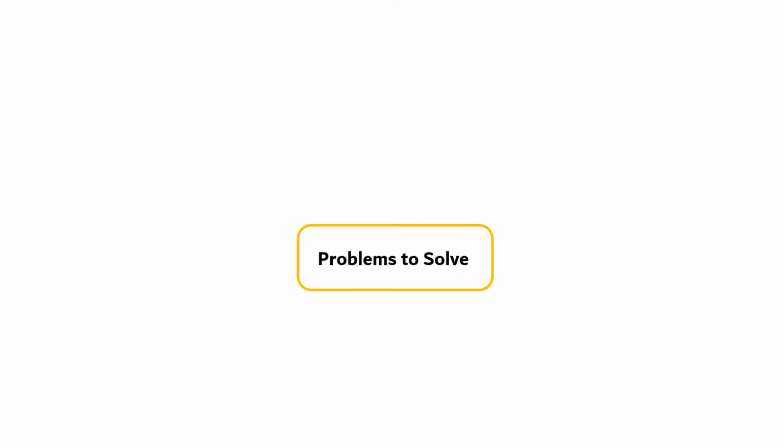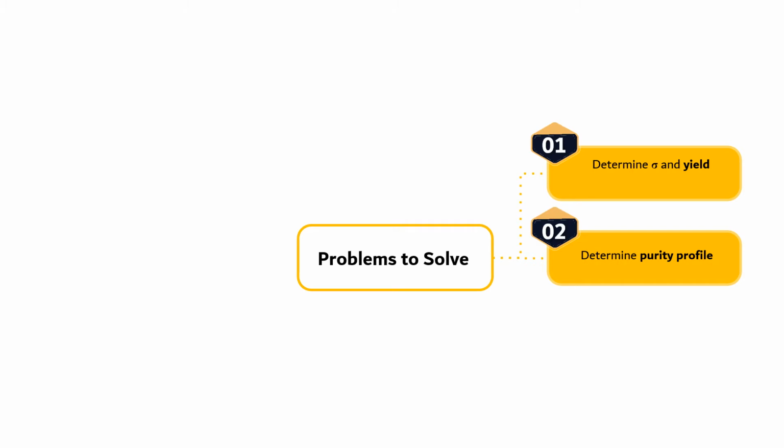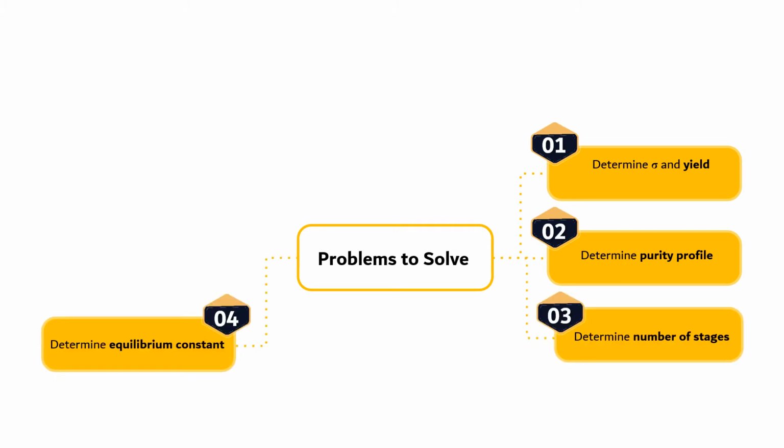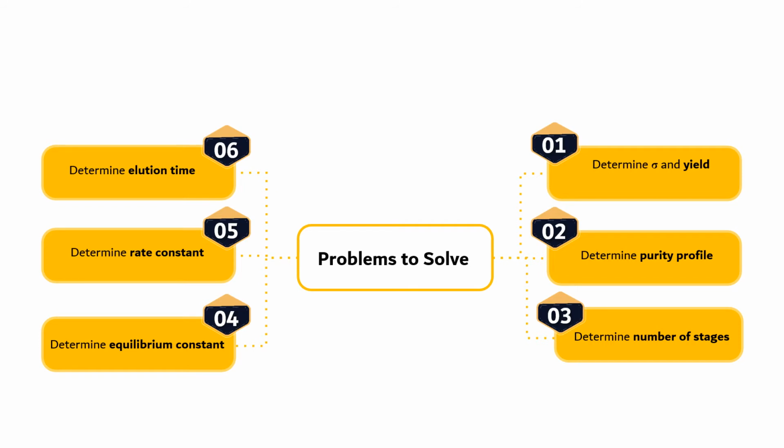At the end of this module, students will be assigned to do several exercises to determine sigma and yield, determine purity profile, determine number of stages, determine equilibrium constant, determine rate constant, and last but not least, determine elution time.